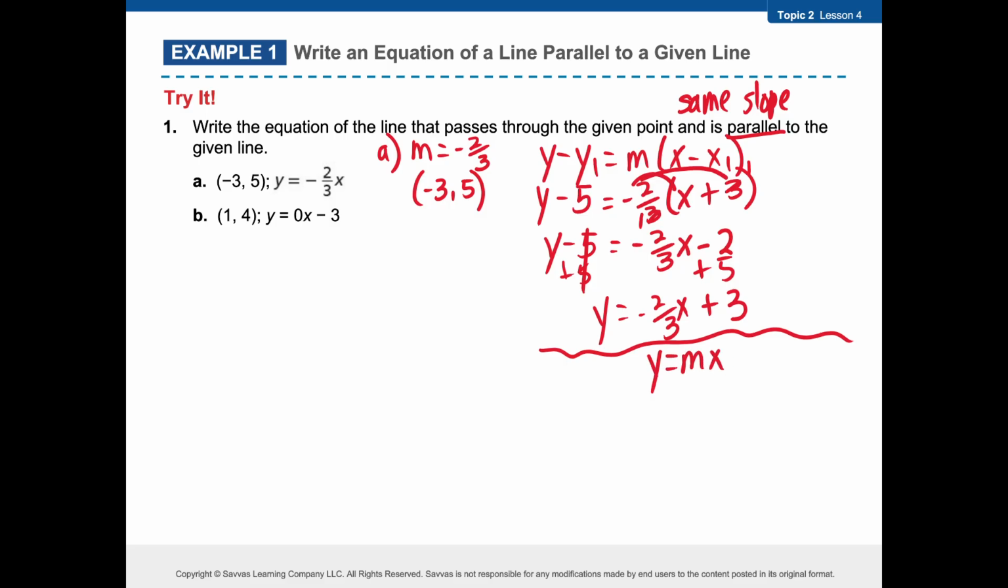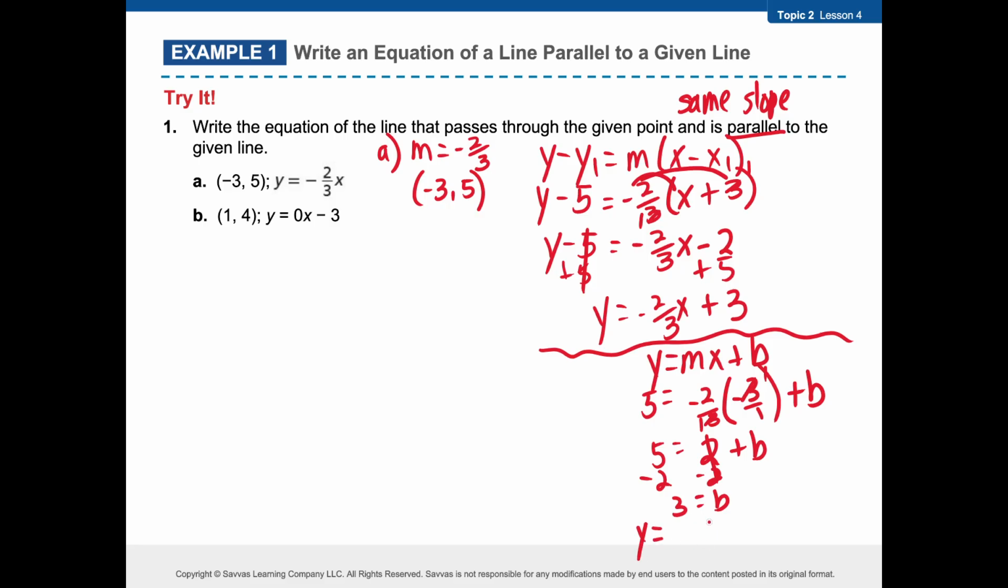If you want to see the other format, using slope-intercept form, my y is my 5, slope, negative 2/3, times my x, negative 3 over 1, plus b. Negative times negative would be positive. The 3's go into each other once, negative 2, negative 1, positive 2. Subtract 2, b equals 3, and y equals your slope, negative 2/3x, plus my y-intercept. So again, whichever way is easier for you.